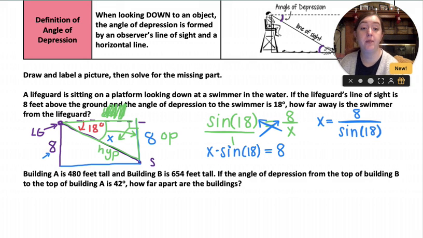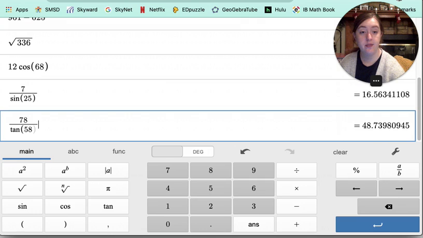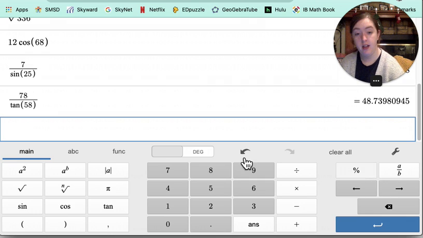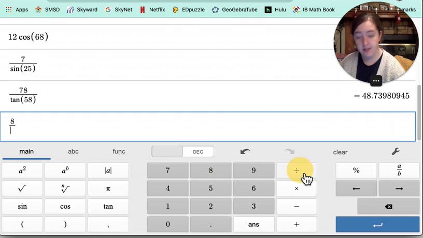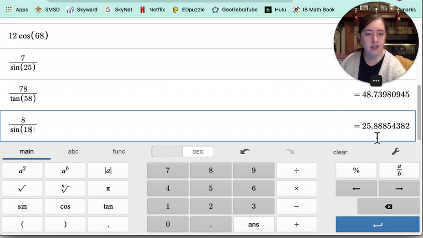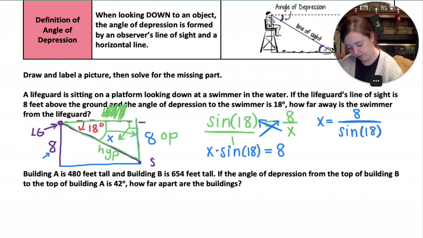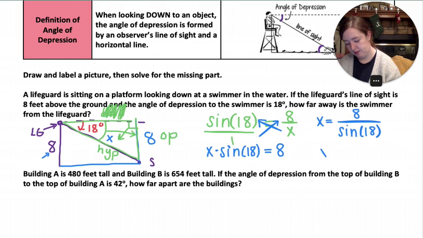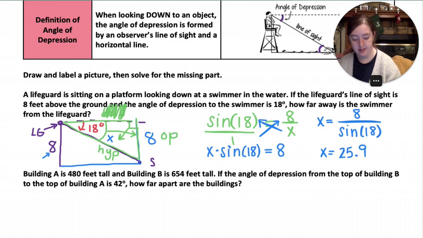Now all we need to do is pop that into our calculator. 8 divided by the sine of 18. We're getting 25.88, which means this 8 is going to round up to a 9, so 25.9. And that is in feet.